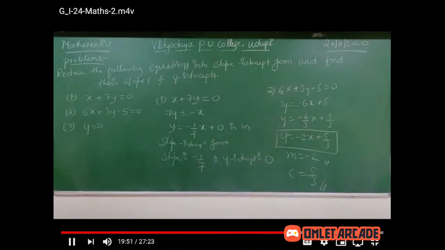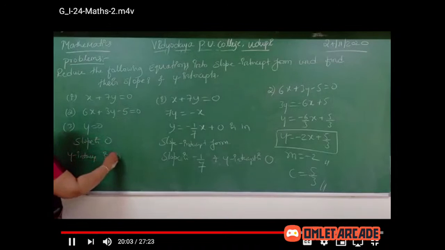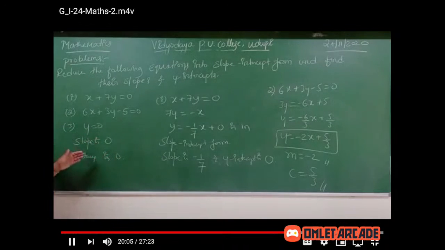Similarly, can you find it for the third one? Let me write the third one here itself. y is equal to 0. Of course, slope is 0 and y-intercept is also 0. y is equal to 0 represents what? The x-axis, isn't it? In the x-axis, y is 0. This actually represents the x-axis line. So slope is 0 here and y-intercept is also 0. So directly you can write it.